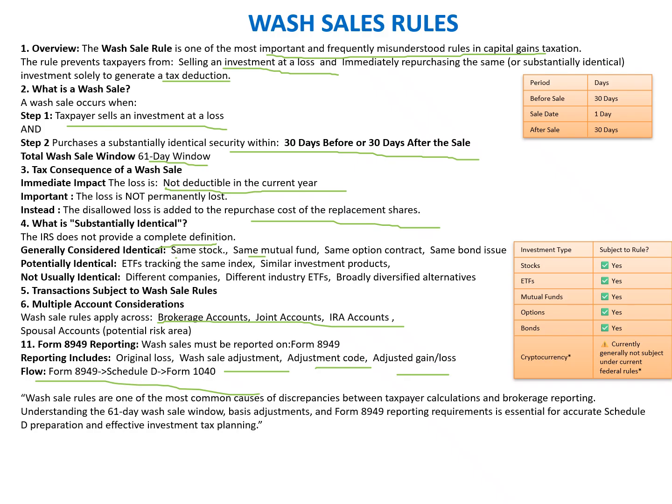Wash sale rules are one of the most common causes of discrepancies between the taxpayer's calculation and the brokerage's. So understanding the 61-day wash sale window, basis adjustments, and Form 8949 reporting is essential to accurate Schedule D preparation and effective investment tax planning. Now we'll move to the next slide and see the concept of pass-through entities.